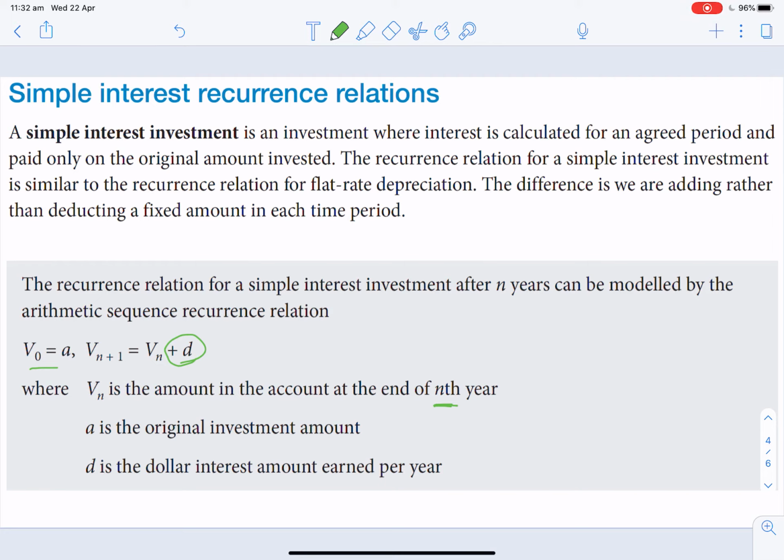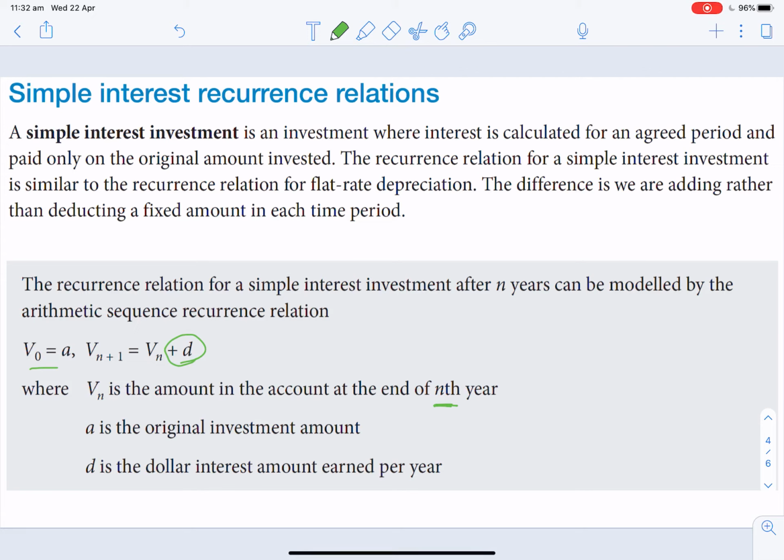So for example, you have $200 and it increases by $10 each year. At the end of the first year, you've got $210. So that then becomes our new V of n value. At the end of the second year, you add another $10. It goes up to $220 and you use that figure for the subsequent V of n value. But we'll go through that in the example. A is the original investment amount.